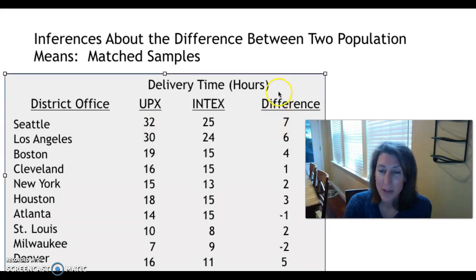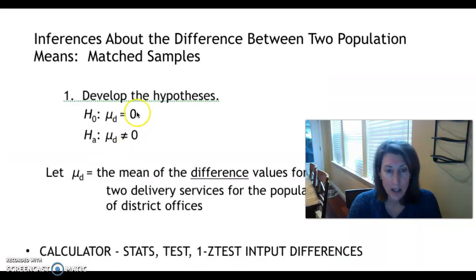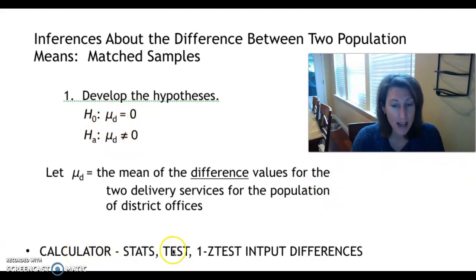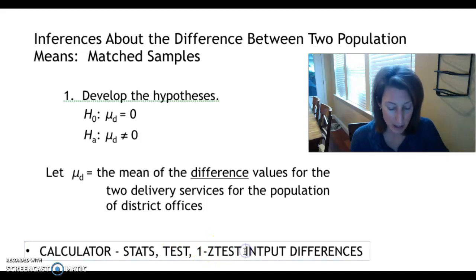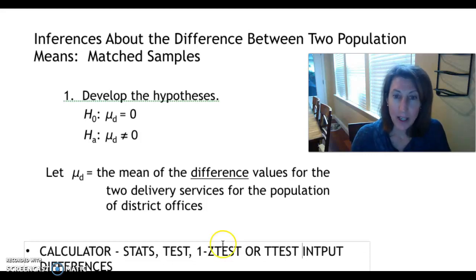Then we can just use the difference column. That is what we would put into our calculator, and that is what we could calculate a sample standard deviation for, a sample mean for, and then we would just do our one sample z or t-test, probably in this case a t-test because we don't have the population standard deviation. So here's what our hypothesis would look like, and then we could just go through and do stat, test, one z-test. In this case it's going to be t-test, right, because we don't know. All right, and then we're going to input the differences, do the whole calculation.